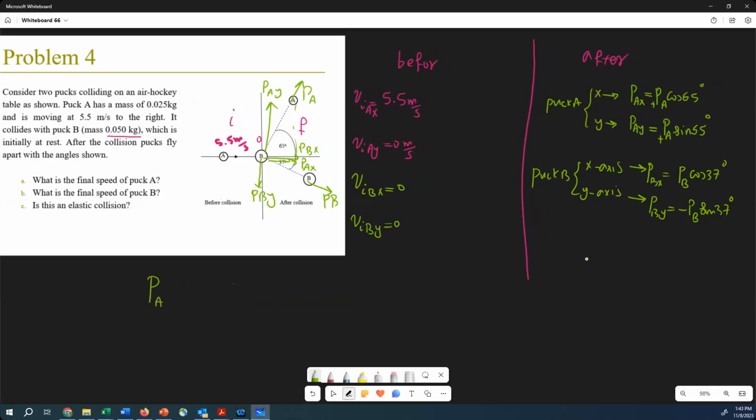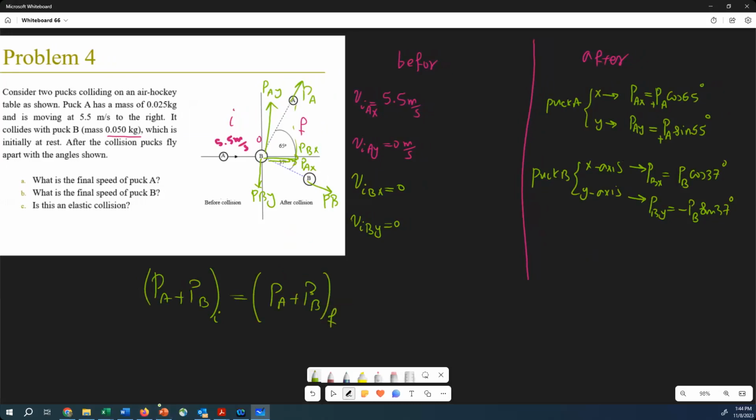PA and PB should be the same. Elastic doesn't matter, whether it is elastic or inelastic, yes? The momentum should be conserved. But we have two dimensions, so PAX should be... sorry, my bad. PA plus PB before should be equal to PA plus PB after.